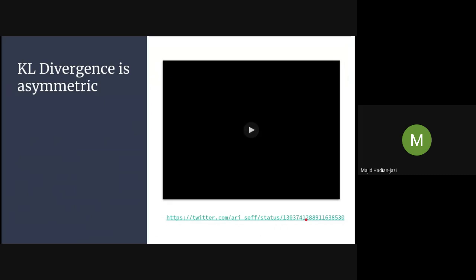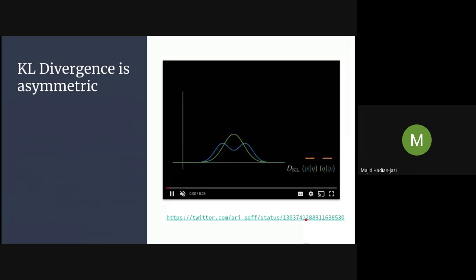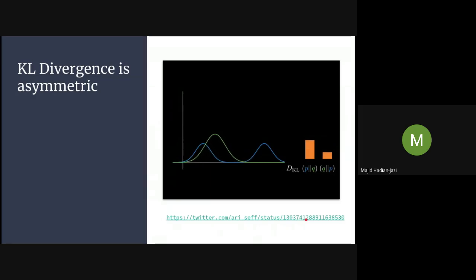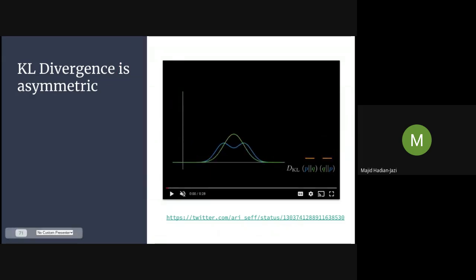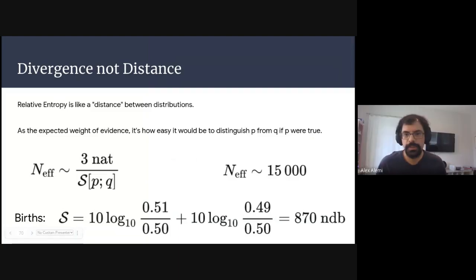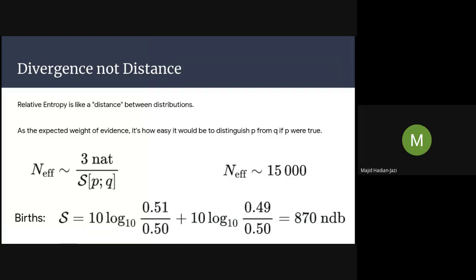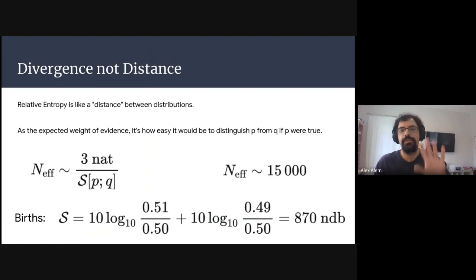Sorry, I have a question here. So this calculation works if we know that the data comes from either P or Q, right? Yes. So for the birth case, weight of evidence works even if the data doesn't come from P or Q, but it answers a very specific question: how much you should favor P over Q in light of the data. The KL divergence asks how much you would expect the weight of evidence to change if you drew the data from P or Q.